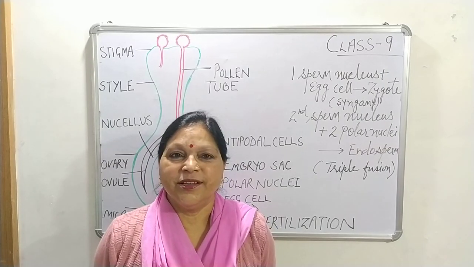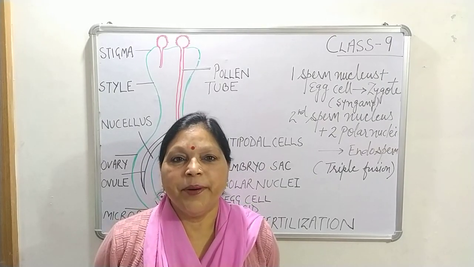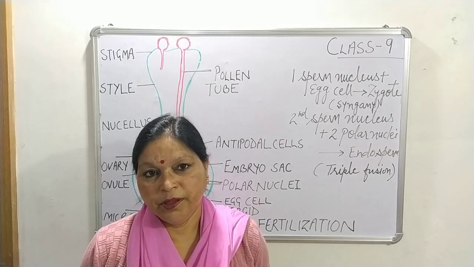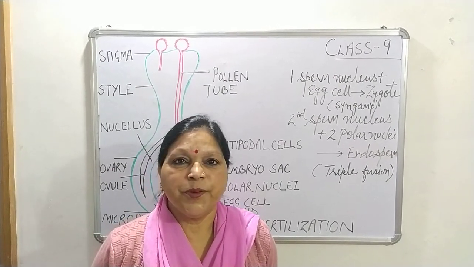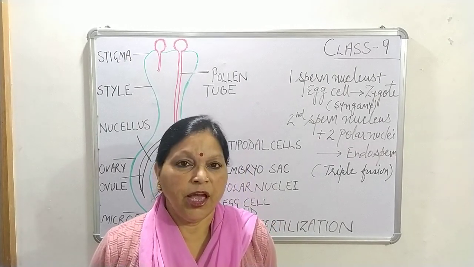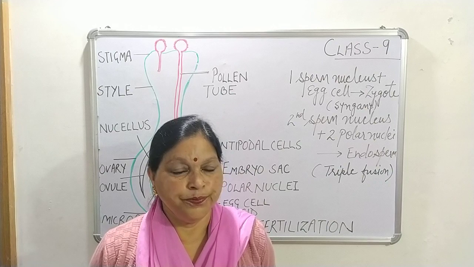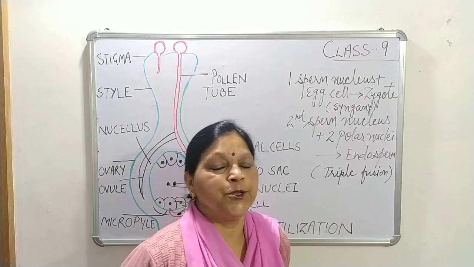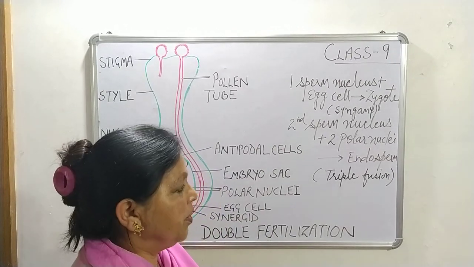Hello students, today we will study about double fertilization in plants. In my last video, I had explained to you the structure of the male gamete, the pollen grain, and the female gamete, the ovule. Now, I will explain how fertilization takes place in a flowering plant.